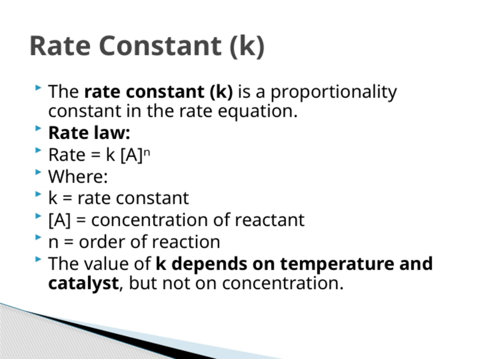What's important to remember is that the value of k depends on temperature and whether a catalyst is involved. However, it doesn't depend on the concentration itself. This means that if you change the concentration, the rate will change, but the rate constant remains the same under constant temperature and catalyst conditions. Understanding the rate constant is crucial because it connects the reaction's speed directly to measurable quantities, allowing us to predict how the reaction behaves under different conditions. It's a key piece in the overall puzzle of reaction kinetics.